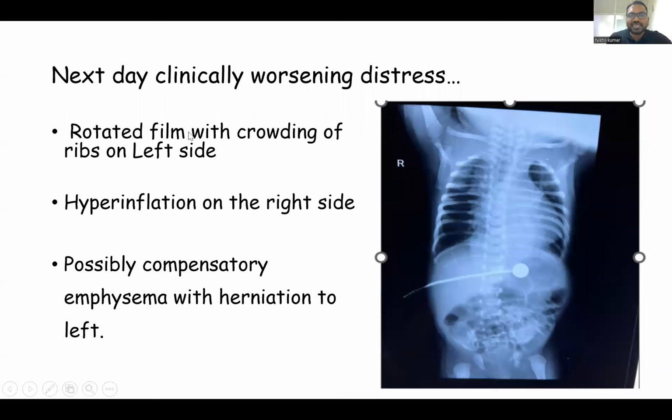The next day, there was clinical worsening in the distress, and the X-ray was taken again. The repeat X-ray showed hyperinflated lungs on the right side with overcrowding of the ribs on the left side, and a possibility of compensatory emphysema with herniation of the left lung.